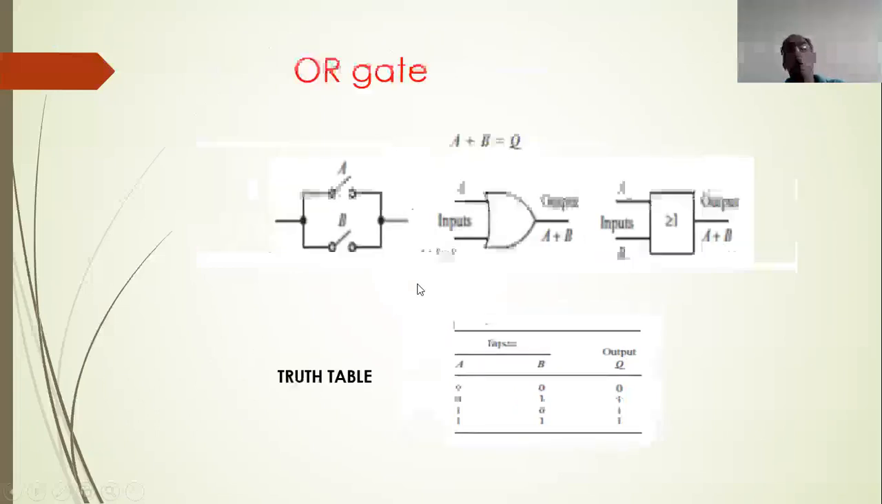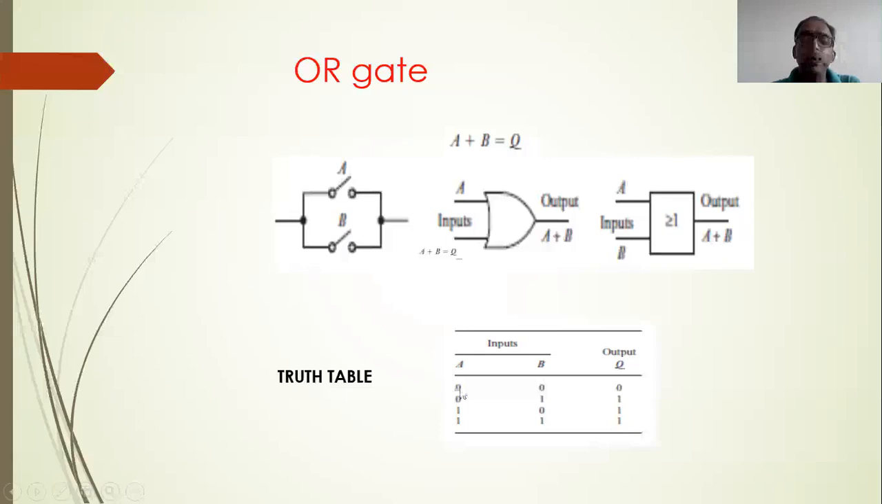Let us see the OR gate, right? So same switching arrangement, and then your international symbolic representation. Greater than or equal to 1 is the symbolic representation of OR gate. A and B are inputs and Q is the output. And the equation is A plus B is equal to Q. Now let us see the truth table.